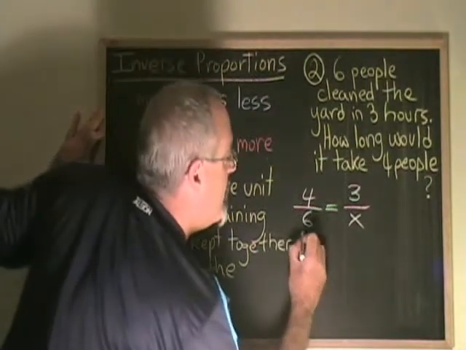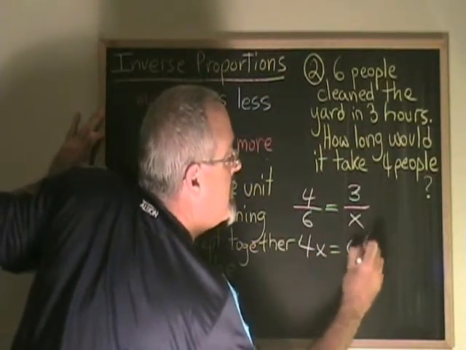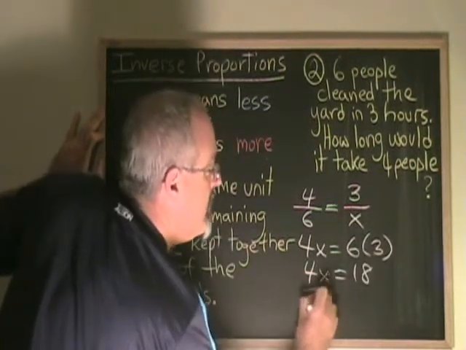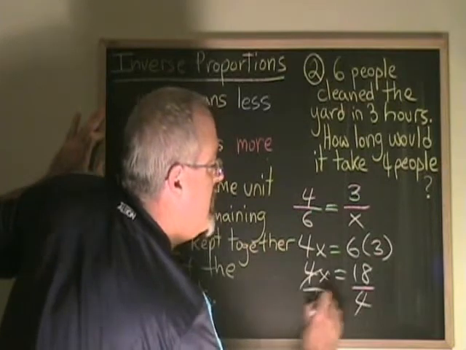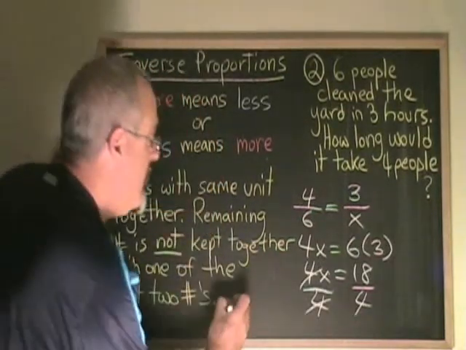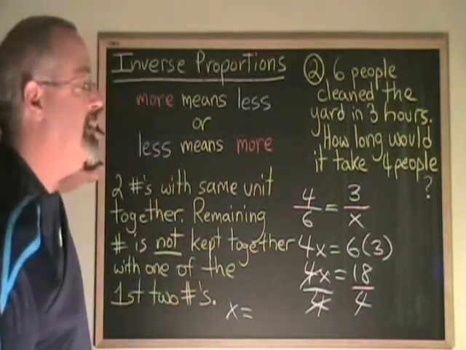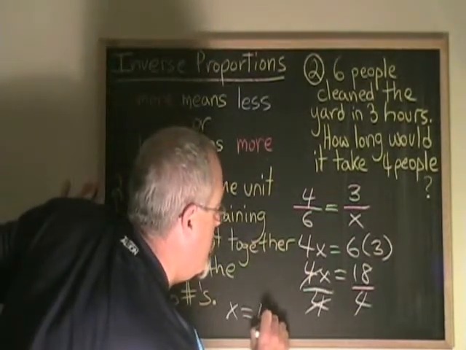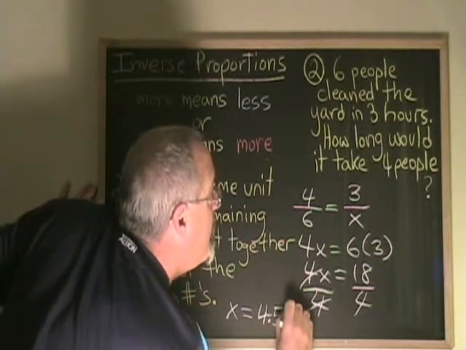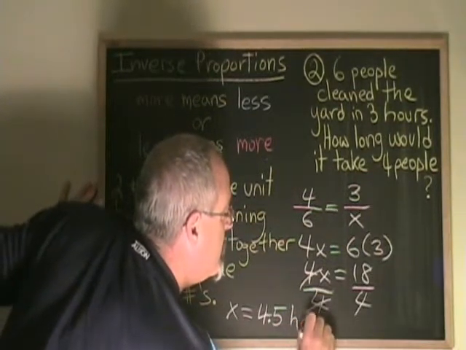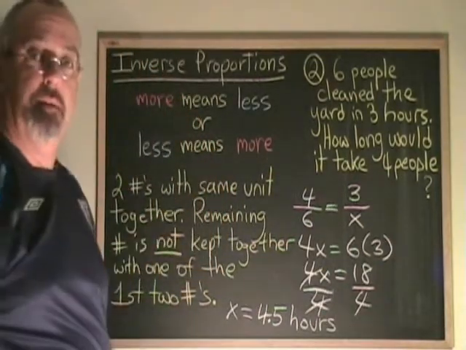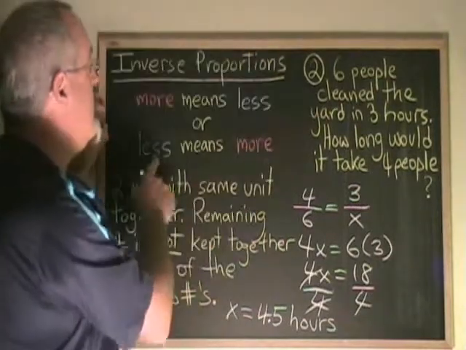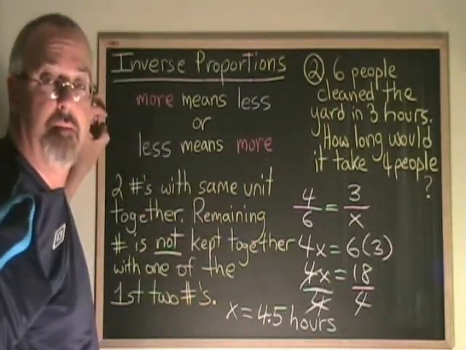Cross multiplying, I get 4x equals 6 times 3. 4x equals 18. Dividing both sides by 4, the 4's cancel on the left, the x is isolated, and is equal to 18 divided by 4, which is 4.5, and the unit of measure is hours. This answer makes sense because this is an inverse proportion, and we know that because the situation is a less means more situation.